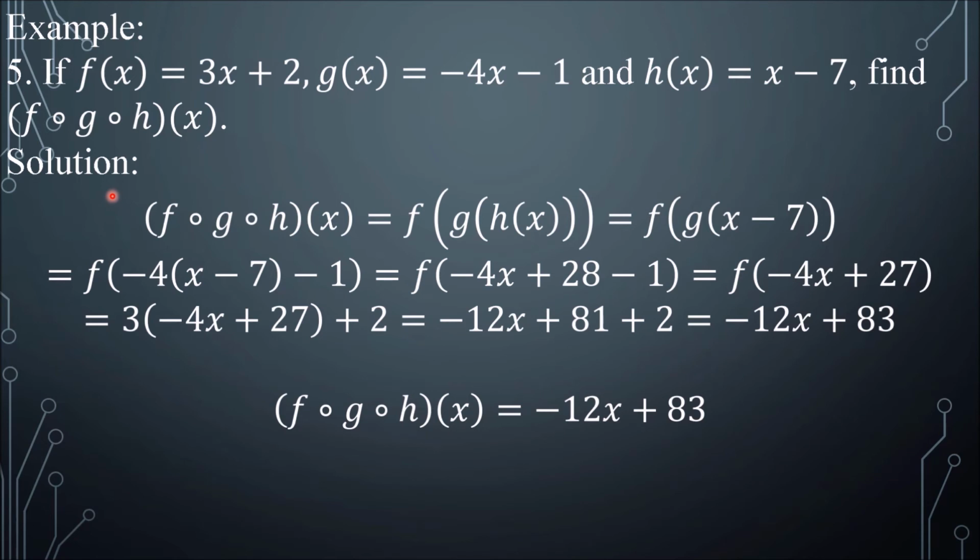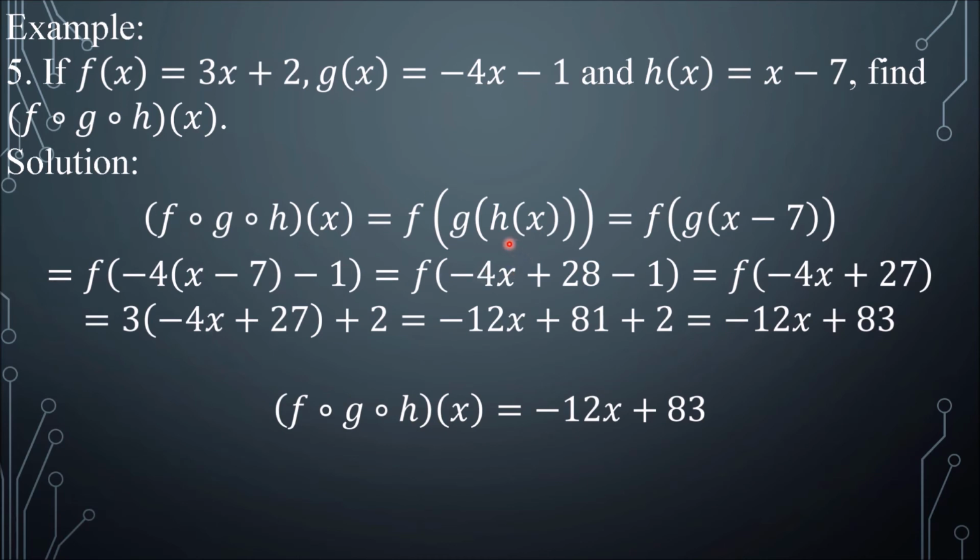Let's have number 5, the last example. f of x is equal to 3x plus 2. g of x is equal to negative 4x minus 1. And h of x is equal to x minus 7. So there are 3 functions. Find f of g of h of x.